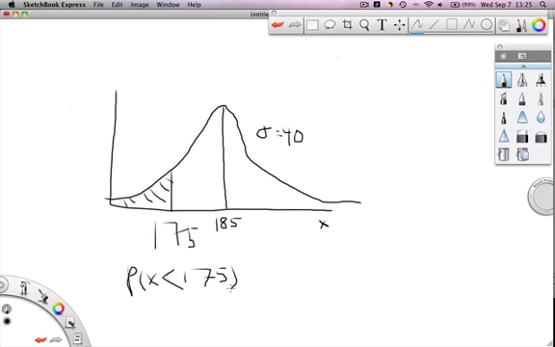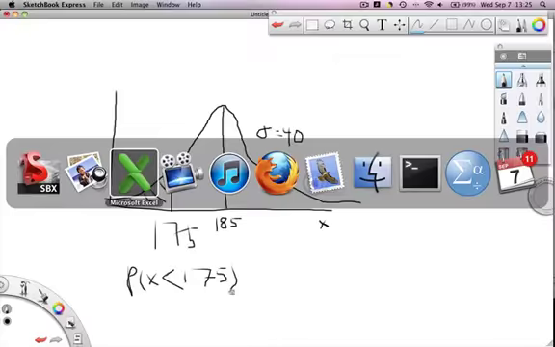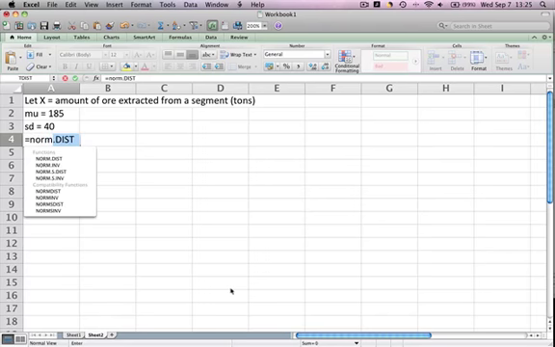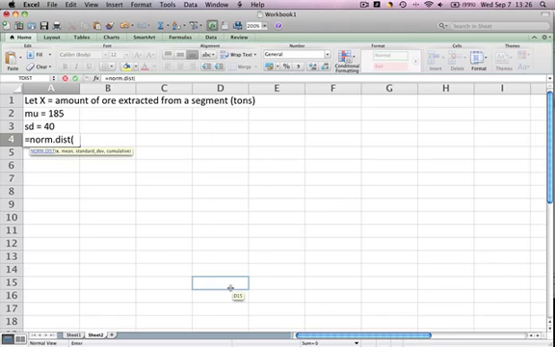Now, the easiest way to find that is with the norm.dist function. If we go over to Excel, we can use norm.dist. The old version was normdist. And you can see what the arguments are. We're going to put in a value 175. The mean is 185. The standard deviation is 40. The last argument asks whether we want a cumulative distribution, and we do want a cumulative distribution.